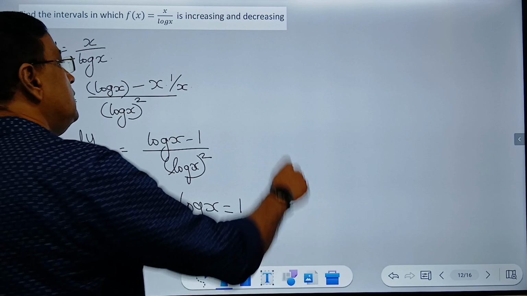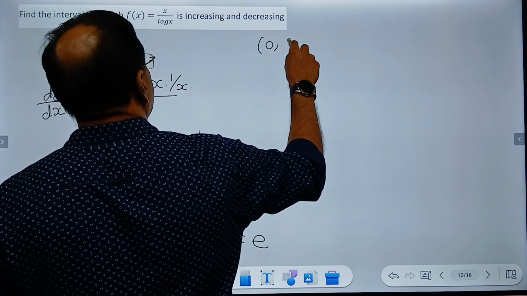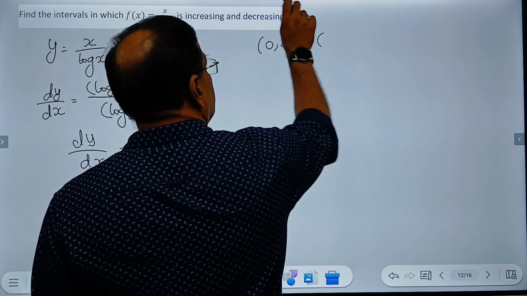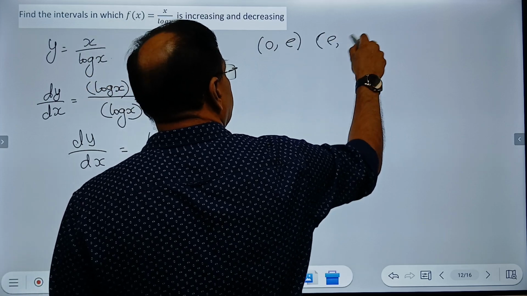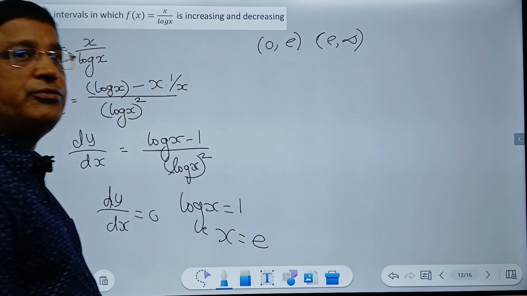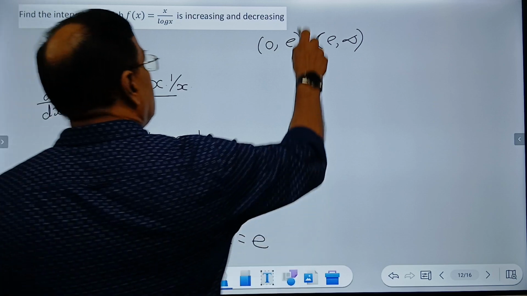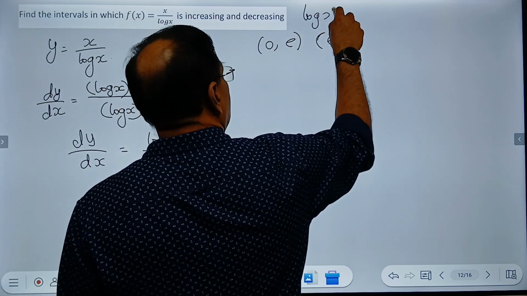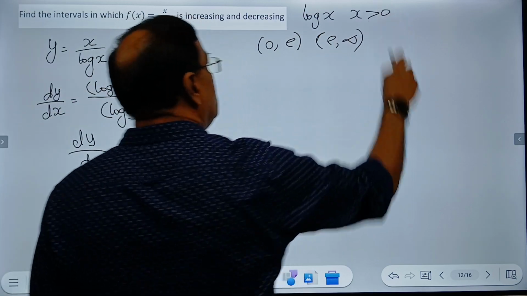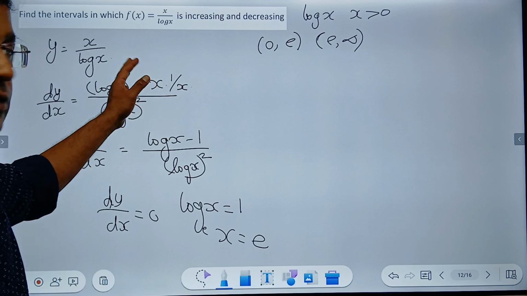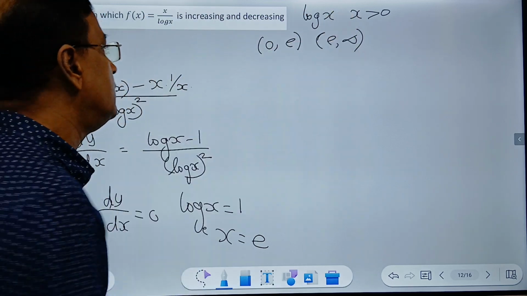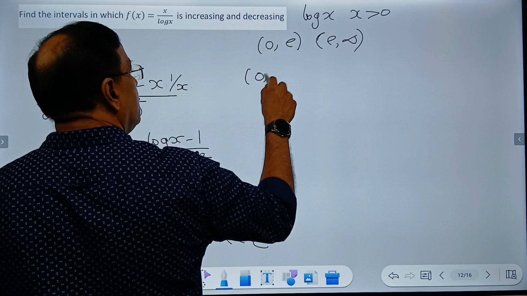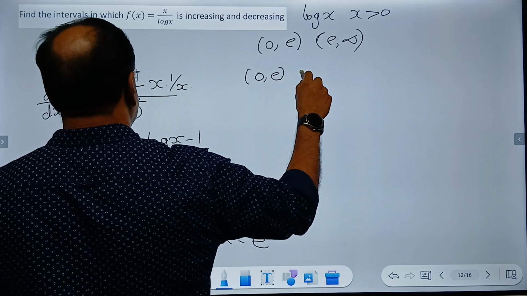Now, what is the interval? The interval is 0 comma e and then e comma infinity. Now, why did I start from 0? Because you know logarithmic function, log x is defined only when x is positive. So, you cannot talk about negative values of x. So, it is only from 0 to e and then from e to infinity. Now, choose a number between 0 and e and see what happens.